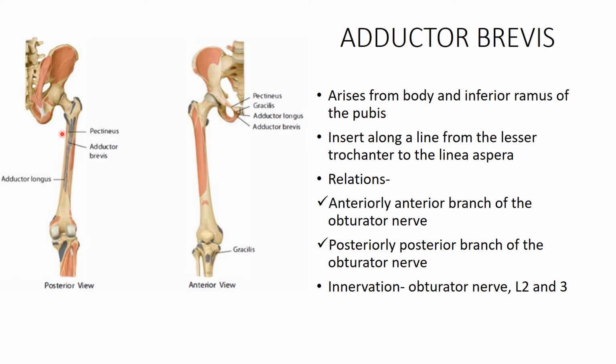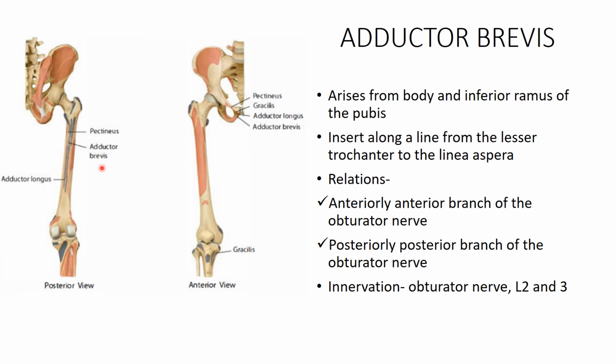Now next is again a fan shaped muscle, though it is smaller and lying in a deeper plane, and this is adductor brevis. So it arises from the body and the inferior ramus of the pubis, and it inserts along a line from the lesser trochanter to the linea aspera. This is adductor brevis, along a line from lesser trochanter to linea aspera.